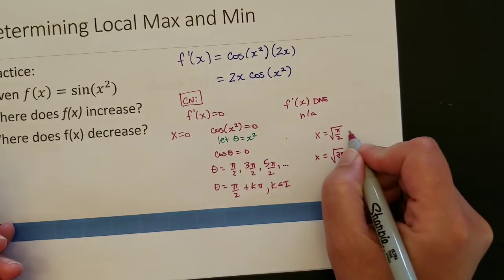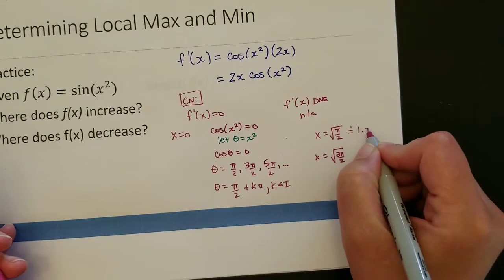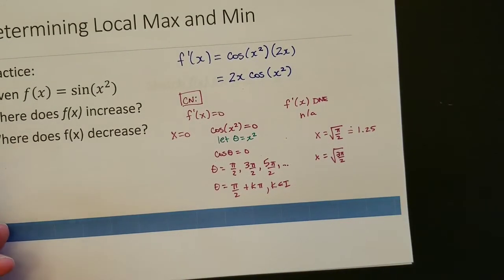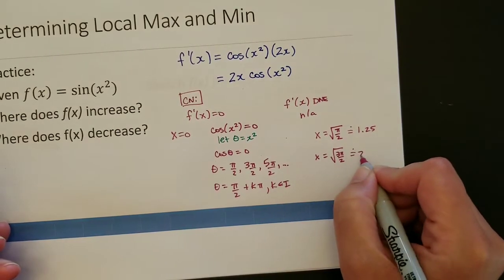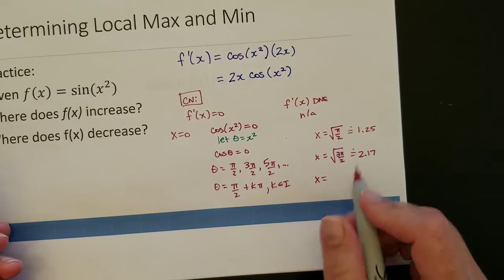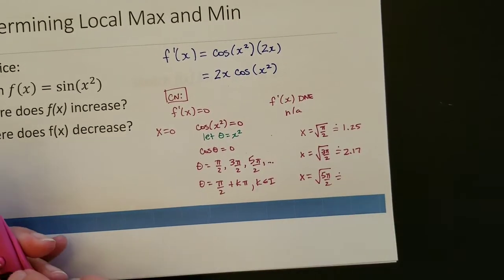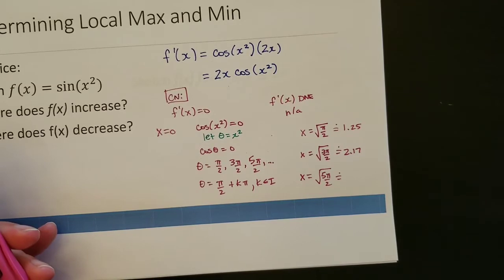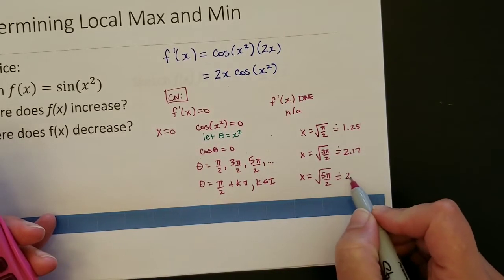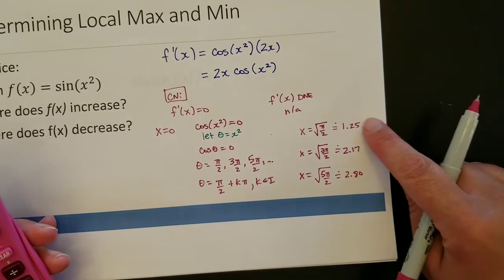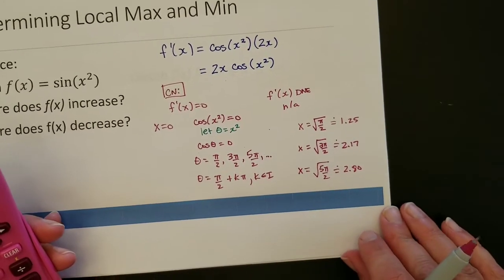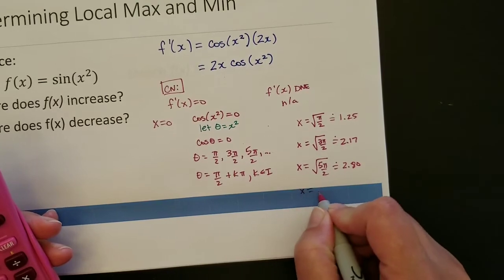So the square root of pi over 2 is about 1.25. Square root of 3 pi over 2 is about 2.17. If x was the square root of 5 pi over 2, that would be approximately 2.80. So you can see that these are actually getting closer together, and some interesting stuff is going to happen with this graph. I'm just going to keep going here.